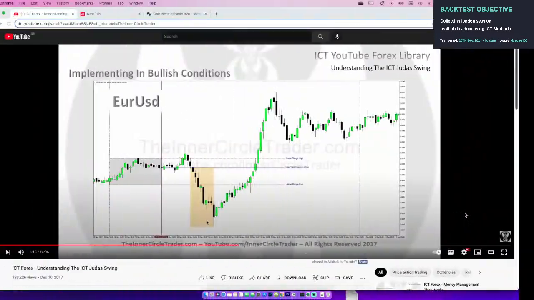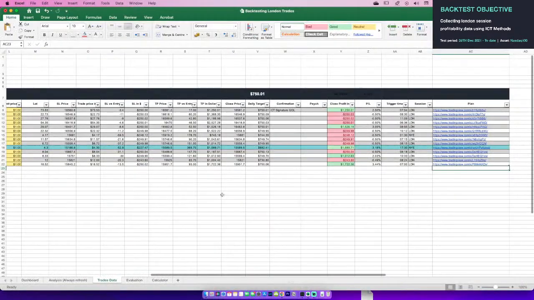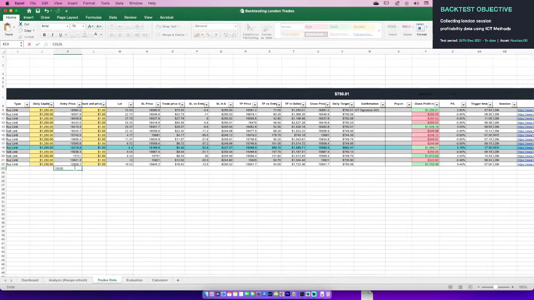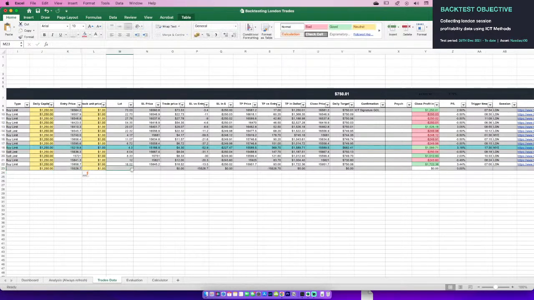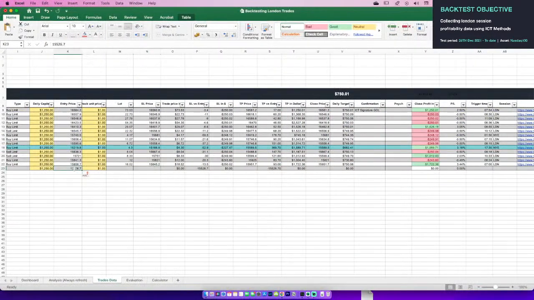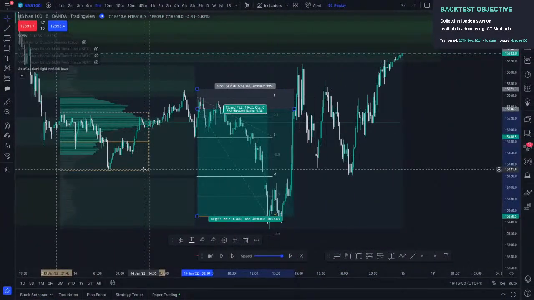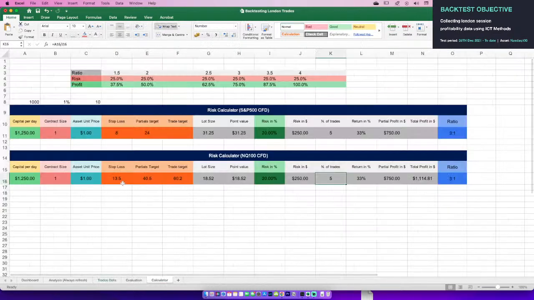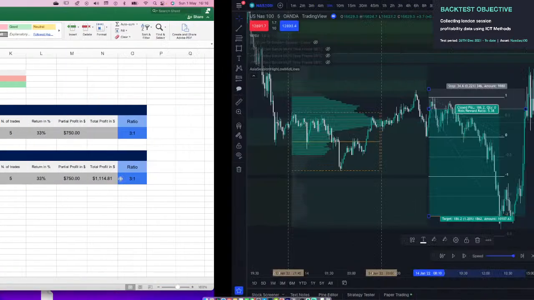15536.7, that's the entry. Stop loss, 36.7. Stop loss is 15571.3.